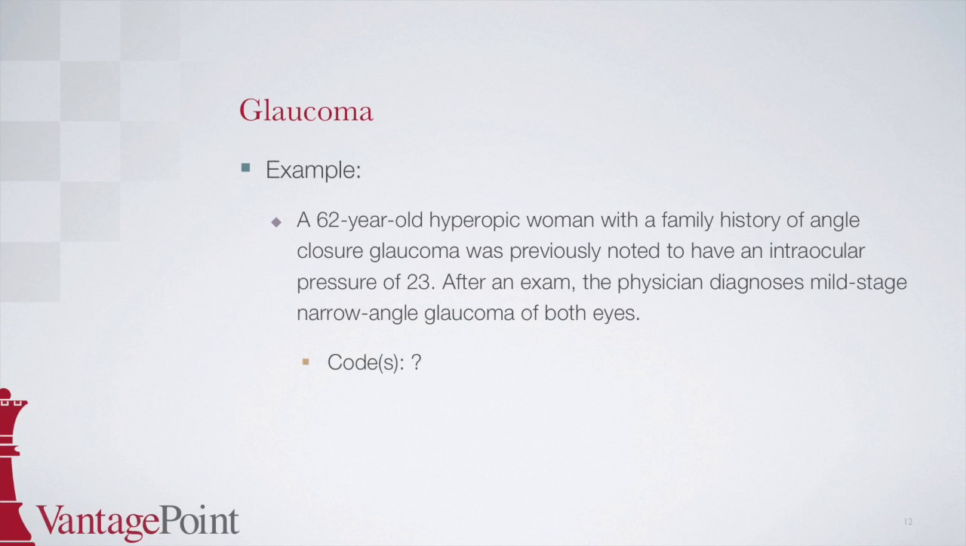Our next example is a 62-year-old hyperopic woman with family history of angle closure glaucoma, previously noted to have an intraocular pressure of 23. After an exam, the physician diagnoses mild stage narrow angle glaucoma of both eyes. How would you code this? Please pause the webinar to complete this example and then hit play to continue and learn the answer.